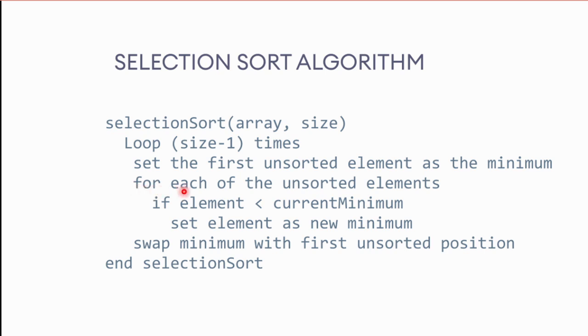We have to iterate through the remaining elements, compare, and update the minimum element. Finally, after coming out of the loop, we are going to get our new minimum element and swap the minimum with the first unsorted position. Then, with this algorithm, the whole array will be sorted.